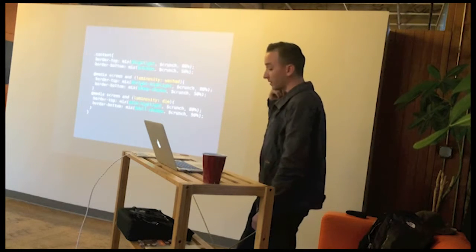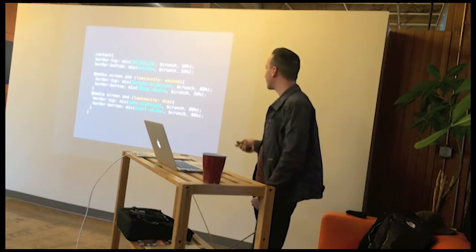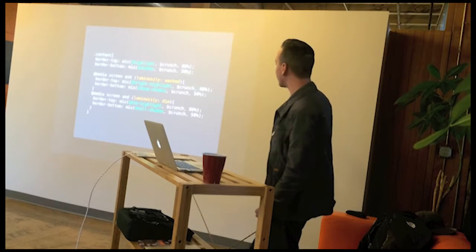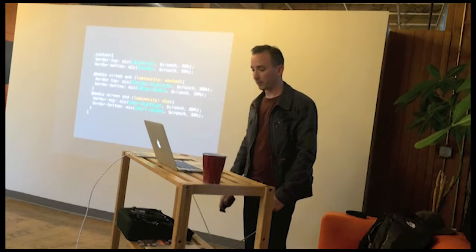And alternatively, we could set 3 different highlight constants and 3 different shadow constants but keep the mix percentage the same. So here we have a highlight shadow, and then a bright highlight and a deep shadow in a washed environment, and a dim highlight and a dull shadow in a dim environment. But it's always this 80-50 split throughout the media queries.